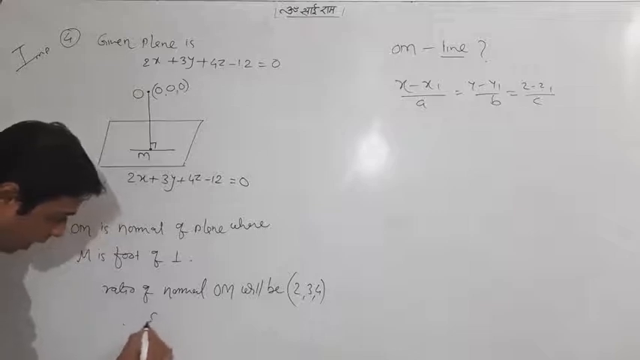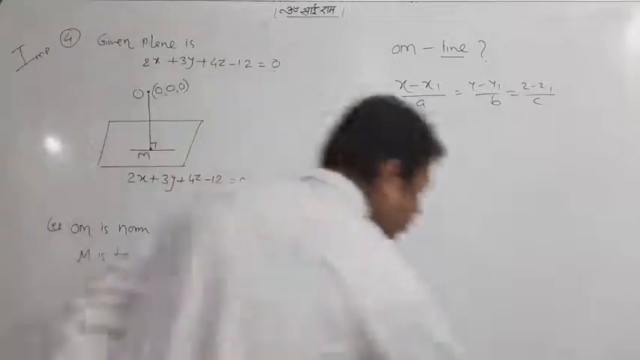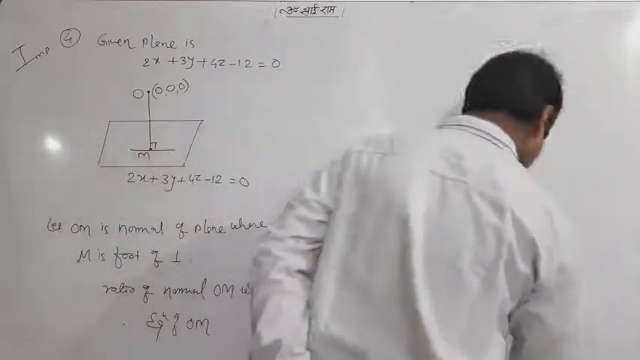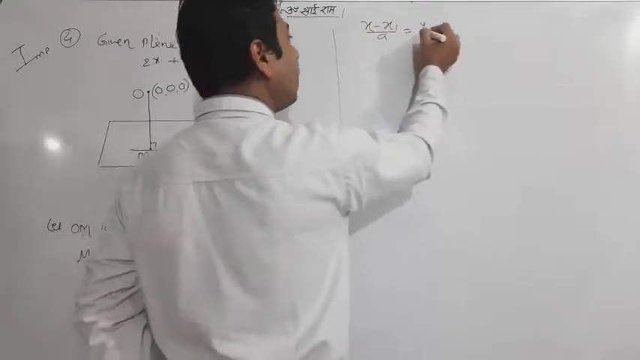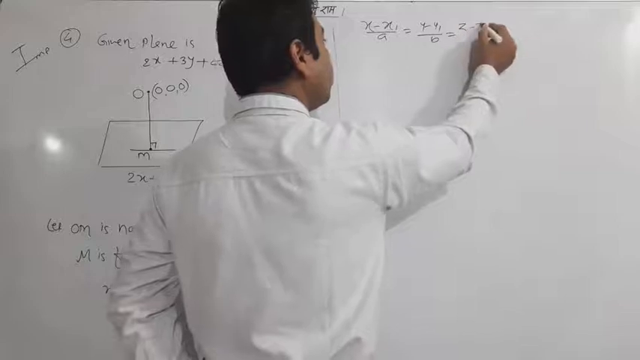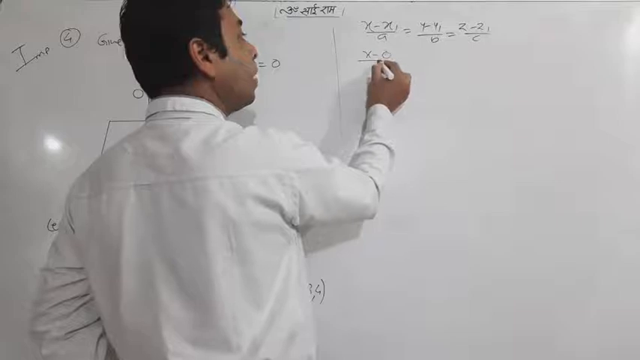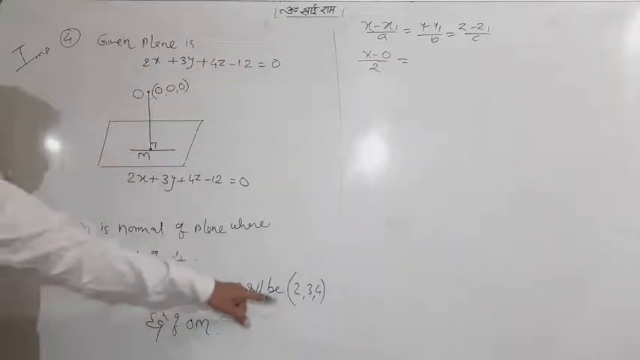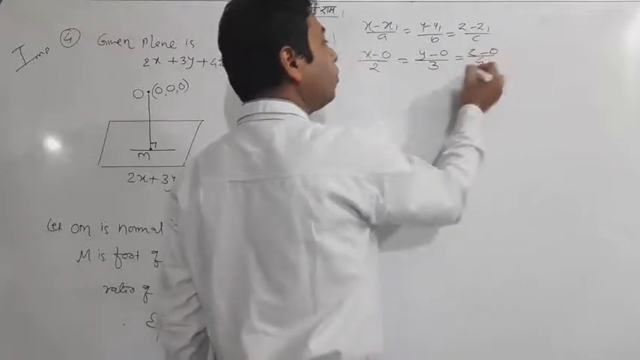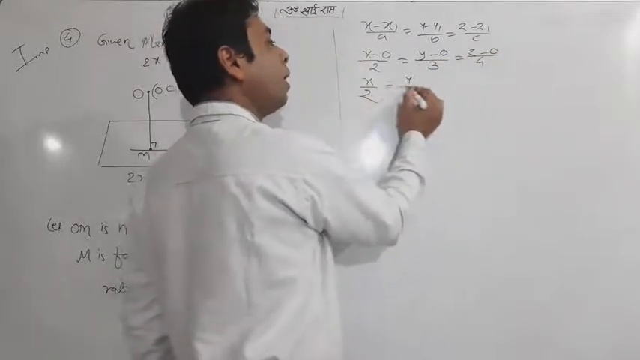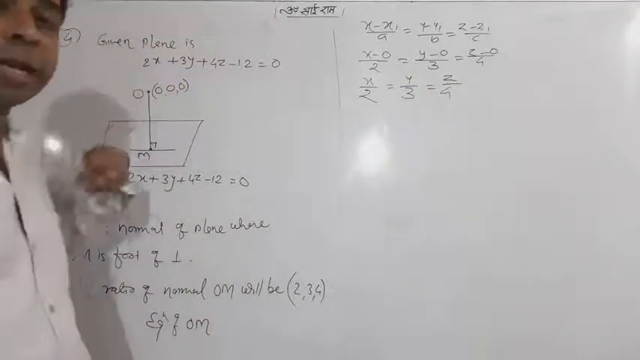So what is the equation of OM? Line OM is given by this formula. What is the formula? (x minus x1) upon a, (y minus y1) upon b, (z minus z1) upon c. Here x minus x1 is x minus 0, a is 2, y minus 0 upon 3, z minus 0 upon 4, meaning x upon 2, y upon 3, z upon 4. This is the equation of line OM.